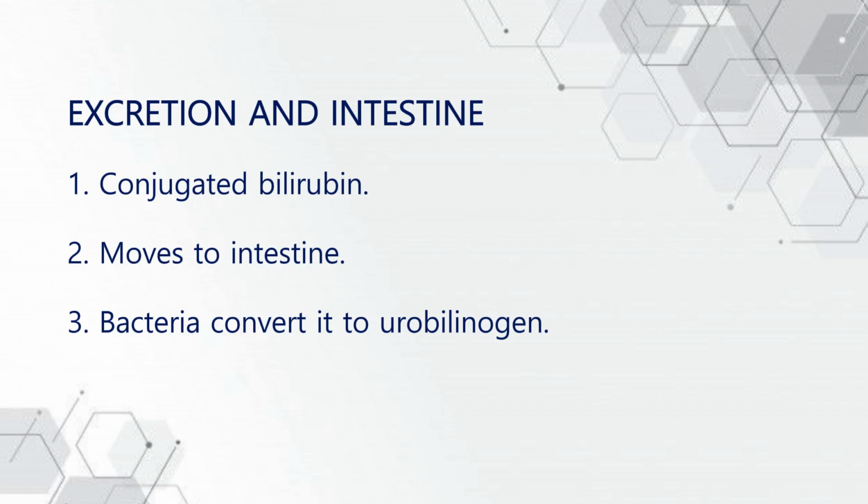What happens next to urobilinogen? Some is reabsorbed into the bloodstream and goes back to the liver. A small amount goes to the kidneys and is excreted in urine as urobilin, which gives the urine its yellow color. And most stays in the intestine and is converted to stercobilin, which gives feces its brown color.